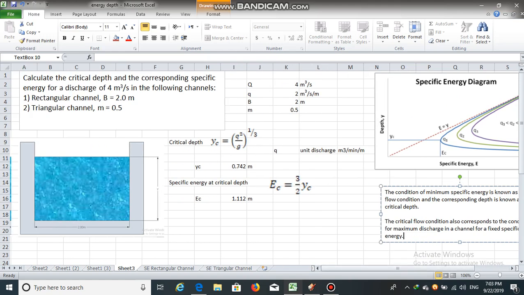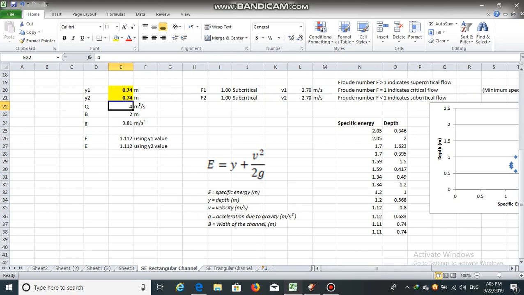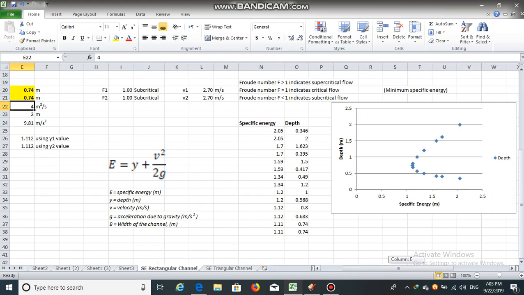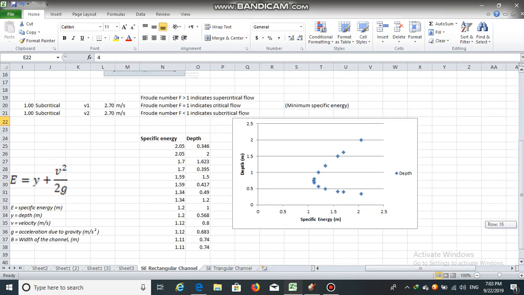Now, for a rectangular channel, critical depth can be calculated using this condition: Yc is equal to (q square by g) raised to 1 by 3. First of all, let me show you this specific energy diagram. The x-axis shows specific energy, and this is the corresponding depth.